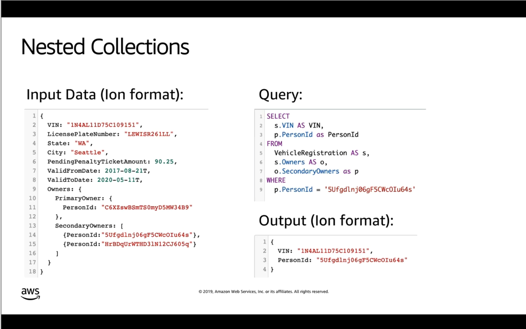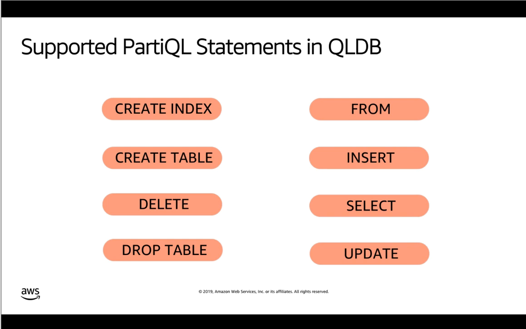And in the output, as you can see, because in the select statement we have specified VIN as an alias of VIN, and the person ID as an alias of person ID, the output contains only two attributes, VIN and person ID. In this case, the person ID is that of one of the secondary owners of the vehicle. Essentially, this shows you how to navigate and construct a query for a nested document. Now, some of the supported PartiQL statements in QLDB may appear very familiar because they have a SQL-like syntax. We can cover them further in this presentation.